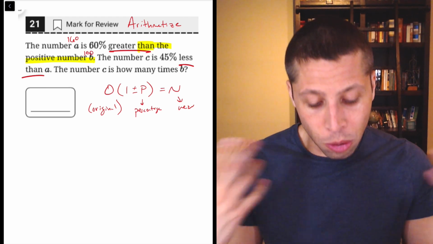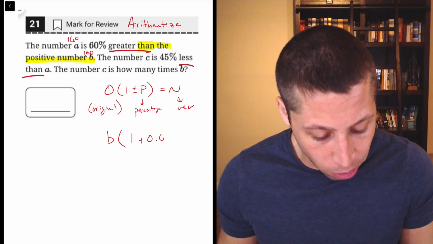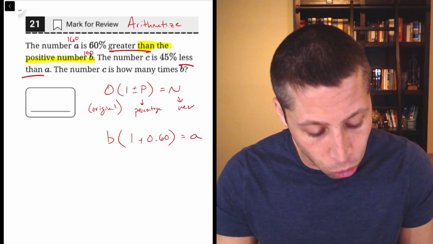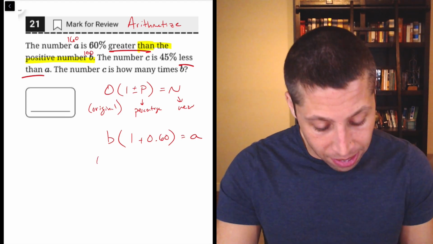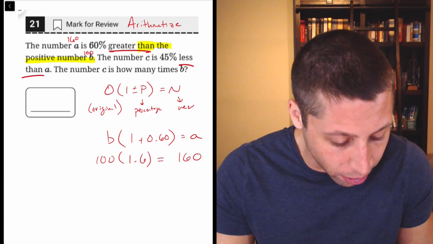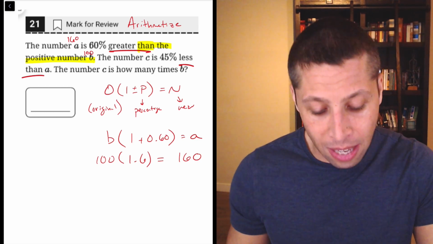So another way to write this using this formula is that B times 1 plus 0.60, the percentage needs to be as a decimal, is equal to A. And now it makes sense that if I made B 100, 1.6 times 100 is 160. So all my numbers work out. So I've got A, I've got B, and now we can do the same thing, but let's get C.